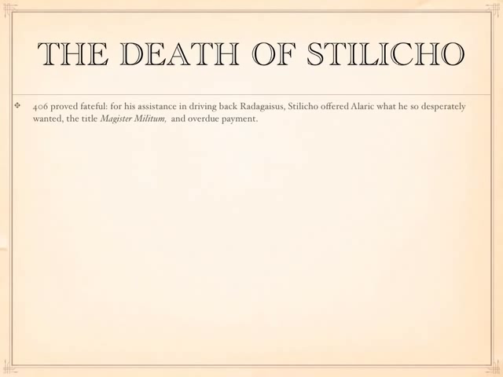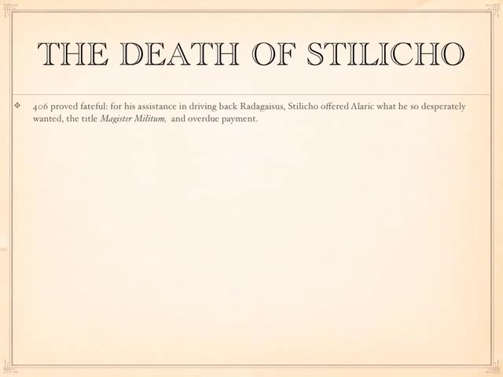The year 406 proved fateful for Stilicho. For his assistance in driving back Radagaisus, Stilicho offered Alaric what Alaric had so desperately wanted. He offered him the title Magister Militum, and he also offered him the payment that was overdue for the many times that Alaric had fought on behalf of the Empire.